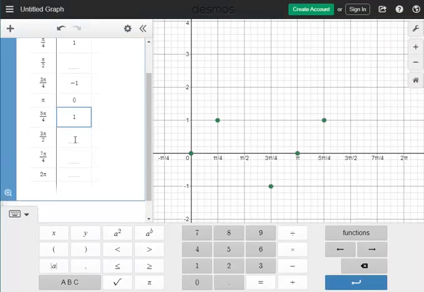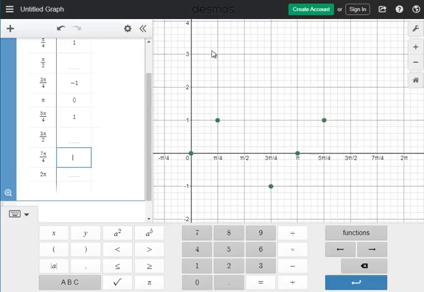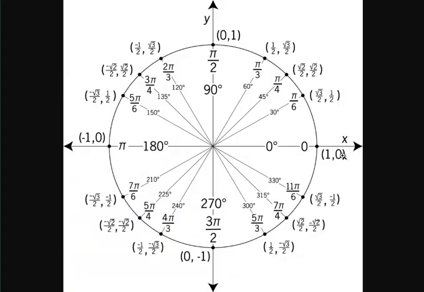And then let's do 7 pi over 4. That's going to be a negative root 2 over 2 divided by a positive, so that's going to end up being a -1. So we'll put -1 here. And then last but not least, 2 pi. We're back to 0 again. So this divided by 1 is 0. So I'm going to fill that in.